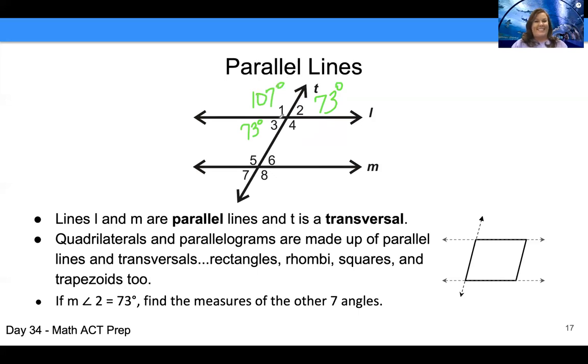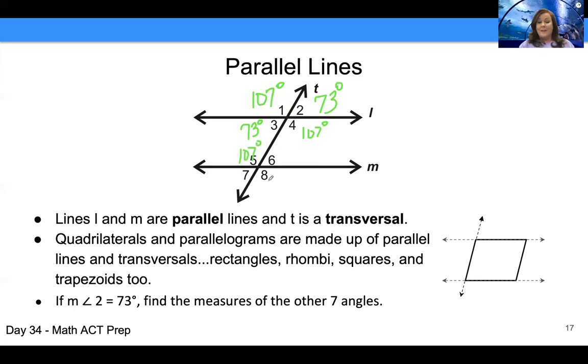Guess what? Linear pair. I'm pretty much done with the math. If these are vertical angles, and this is 107, this is 107. I've got to do the other four. But lines L and M are parallel, so corresponding angles. If 1 is 107, what is 5?